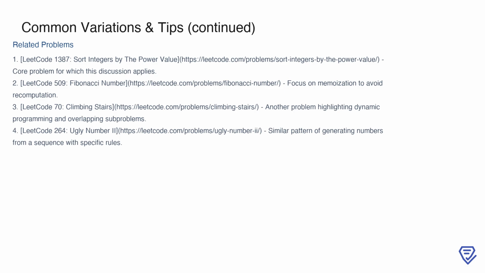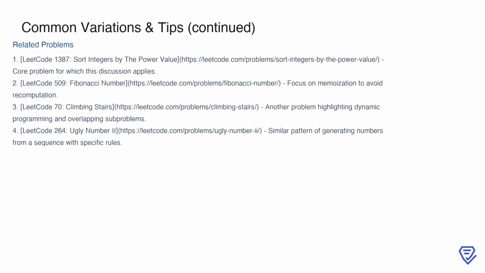First, the core problem itself, sort integers by the power value, is directly linked to everything we've discussed. Then, there's the Fibonacci number problem, where memoization is used to avoid recomputation, just like in our current problem. Climbing stairs is another example that emphasizes dynamic programming and the concept of overlapping subproblems.